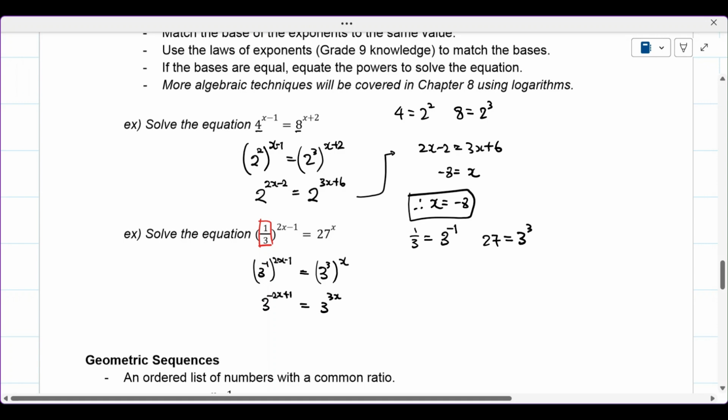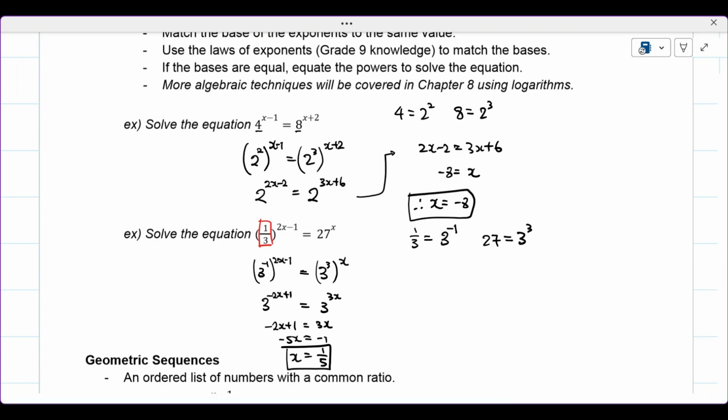Now, like before, we have the same base, so let's equate the powers. Negative 2x plus 1 is equal to 3x. So negative 5x is equal to negative 1. So therefore, x is equal to 1 over 5 is my final answer. Once again, we can check the answer by plugging in the value and seeing that the left-hand side and right-hand side are actually equal to each other.